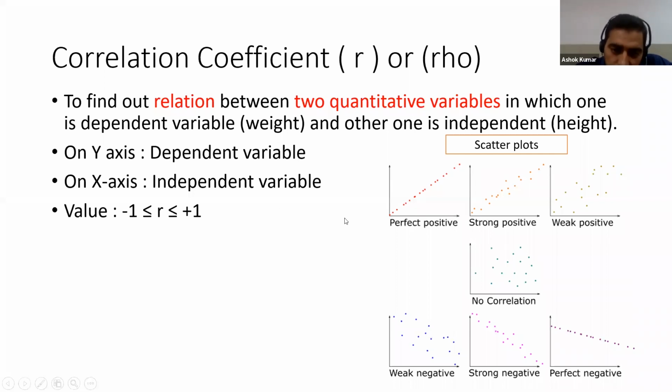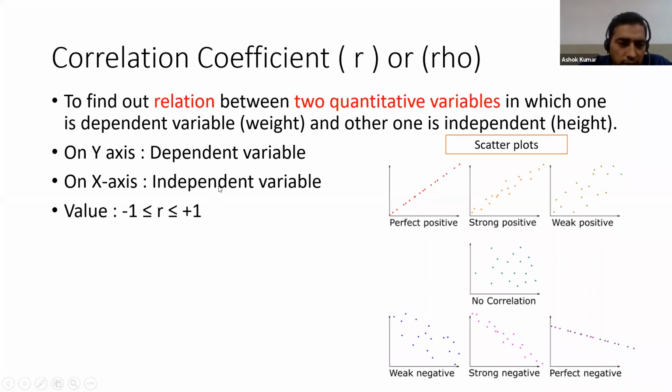If one thing is increasing and the second thing is decreasing, it's called negative correlation. If both things are increasing, it's called positive correlation. For example, if height is increasing, weight is increasing, so positive correlation. And for negative correlation, for example, supply decreasing, demand increasing. So this is a negative type of correlation.